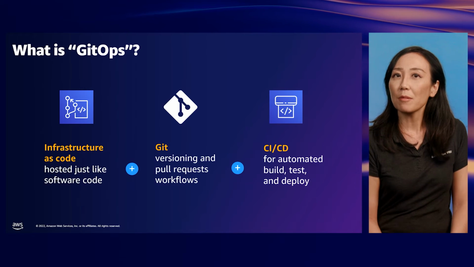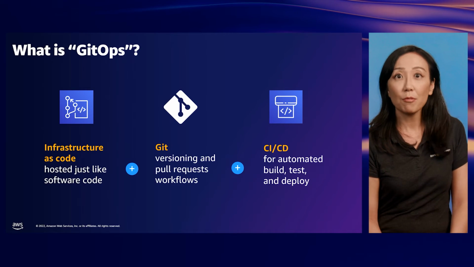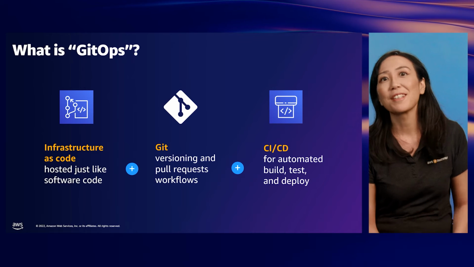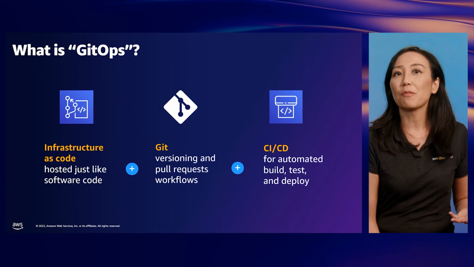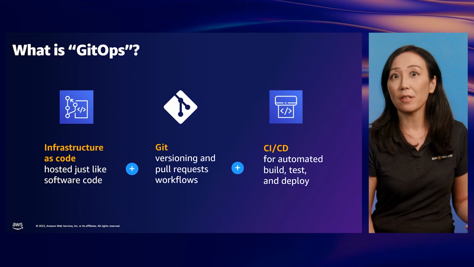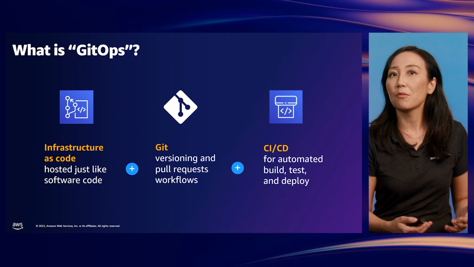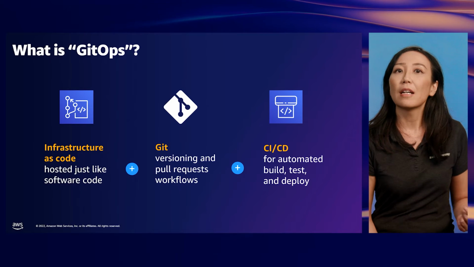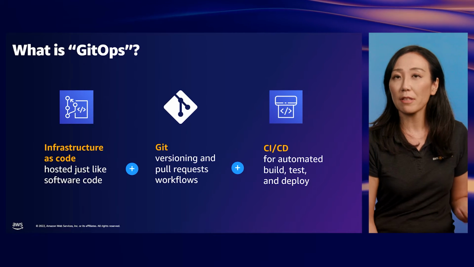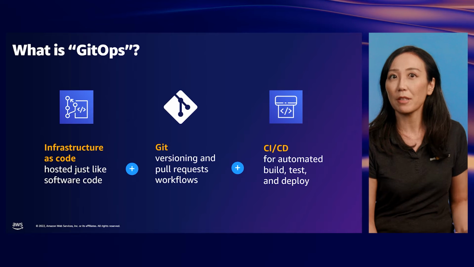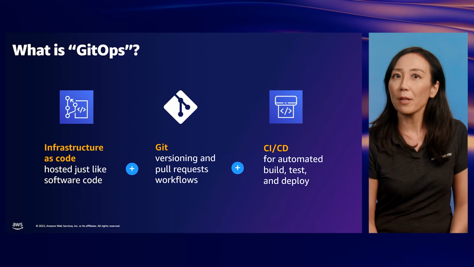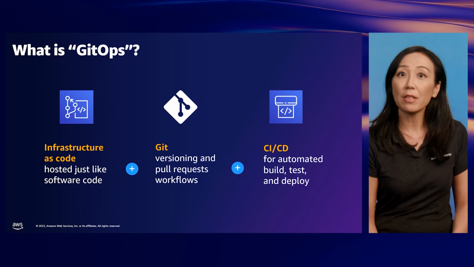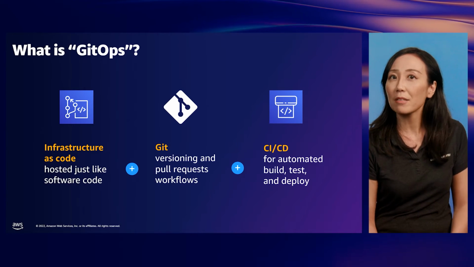So we talked about some concepts around DevOps, but what about GitOps? What is GitOps? Well, GitOps is an approach where infrastructure is defined as code alongside application code, versioned in a Git repository, and then provisioned following the same pull request process as application software code. GitOps combines infrastructure as code with Git version control and automates CI/CD.